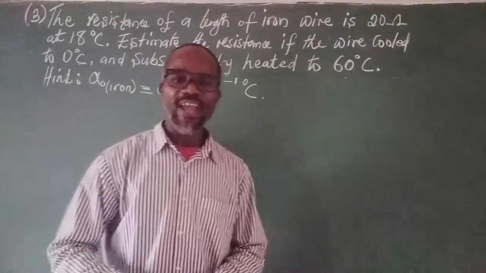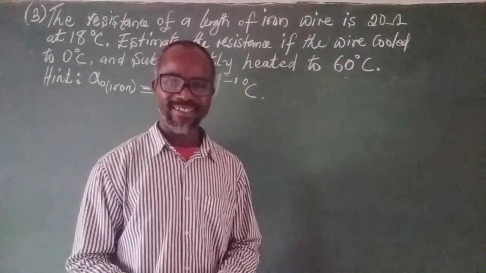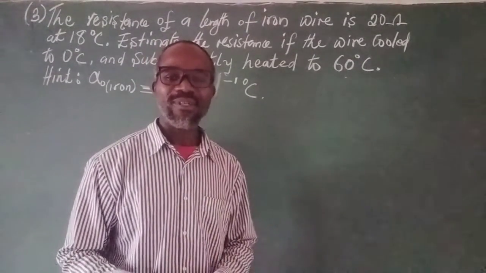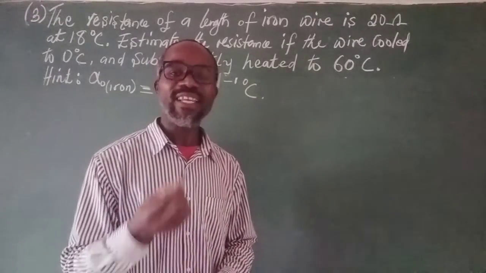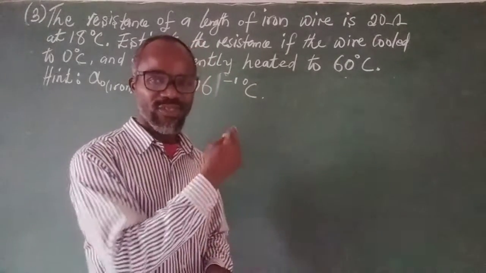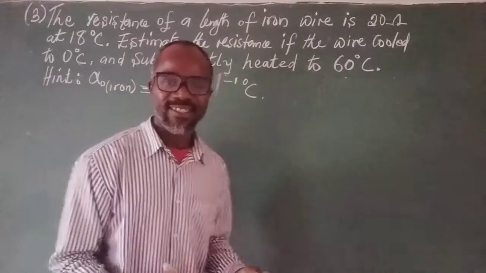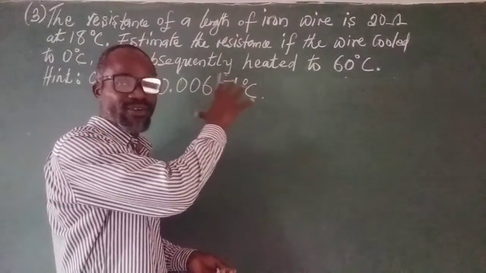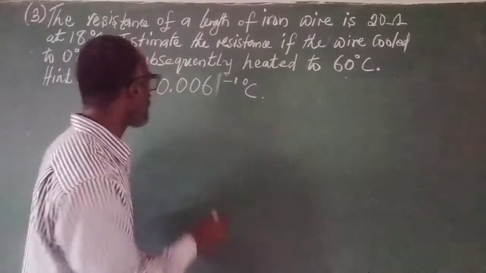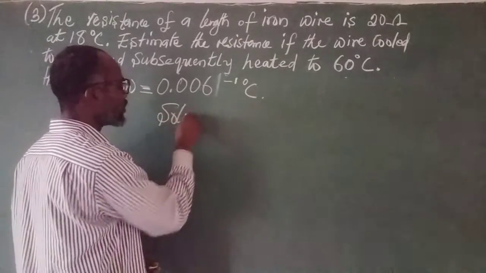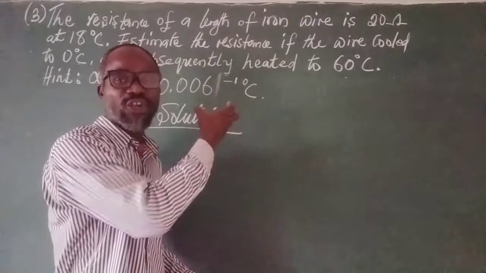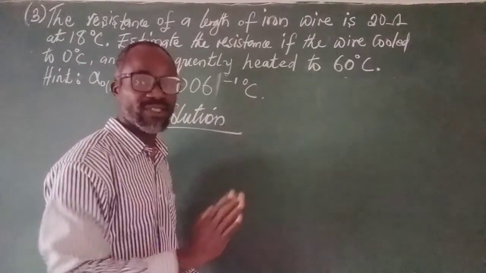A certain iron wire is heated to a certain temperature, and we are asked to calculate its resistance when its temperature is 0. Before we delve into this, we need to understand the parameters of the question and then know how to apply them appropriately. So the first thing we need to do is write a solution, and after writing the solution, we bring out the content of the question.